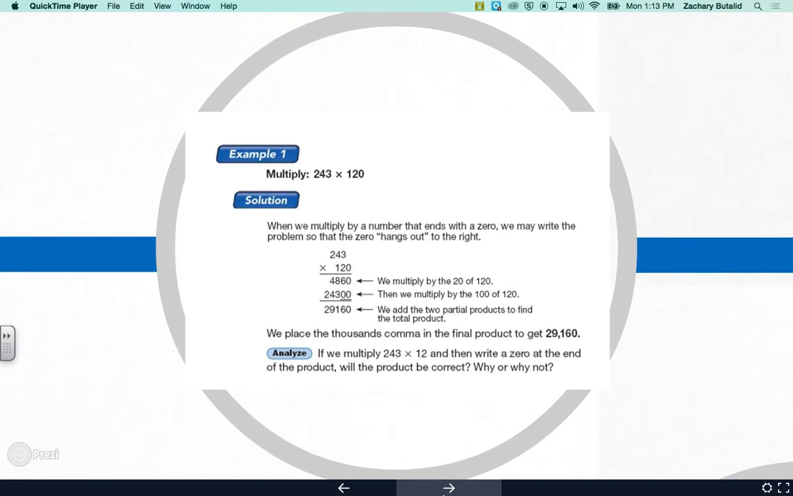Today we're going to be multiplying three-digit numbers by three-digit numbers. And we're going to see what to do if there is a 0 in one of the numbers that you're going to multiply with. Okay? So we're going to move these things over so that we shorten up the multiplication process, the algorithm.